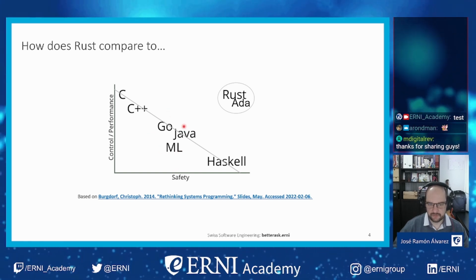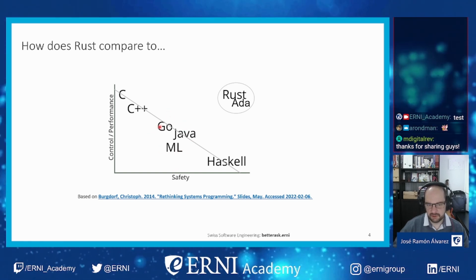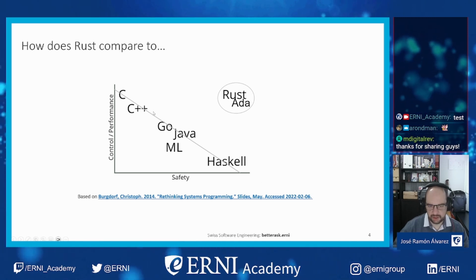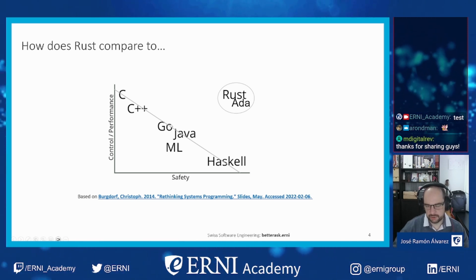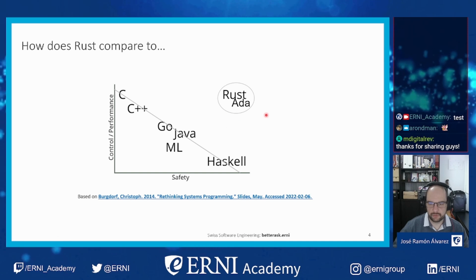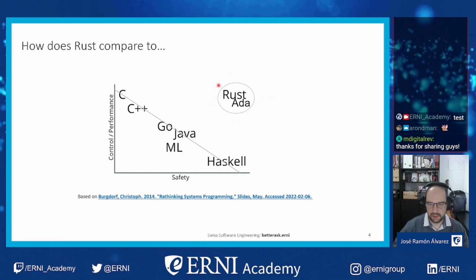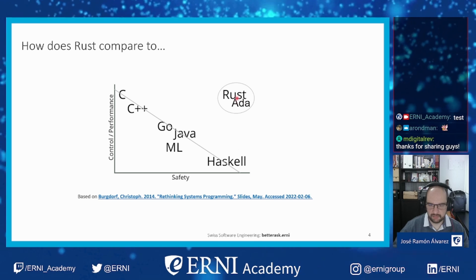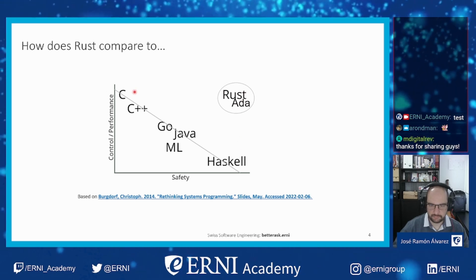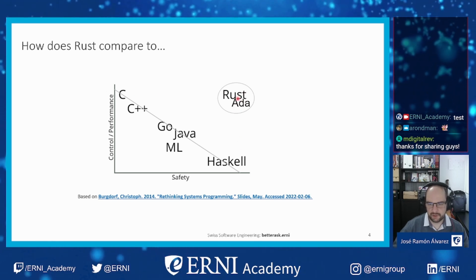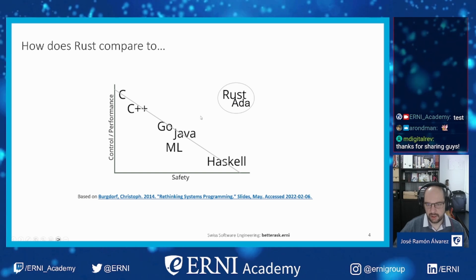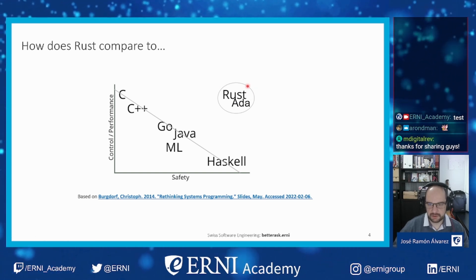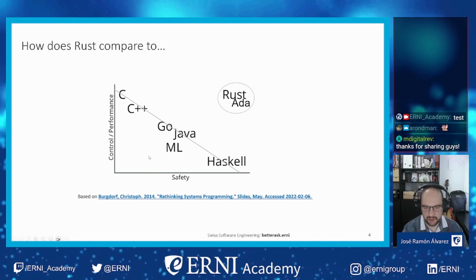And we have a lot of languages in the middle that try to balance this trade-off. But actually, there is no such trade-off, because we have two outliers here, Ada and Rust, that are both performant and memory safe. Ada has traditionally been used in aeronautics and mission critical software, and Rust is the newcomer here.